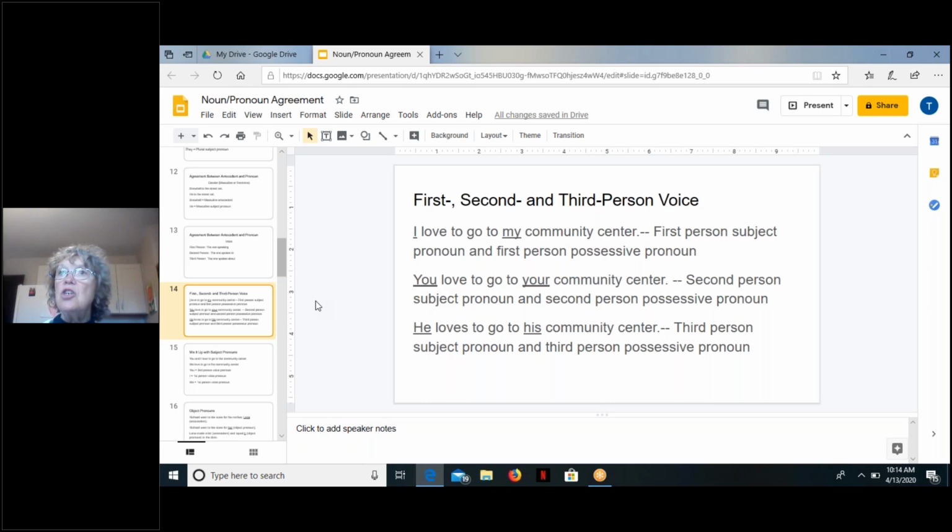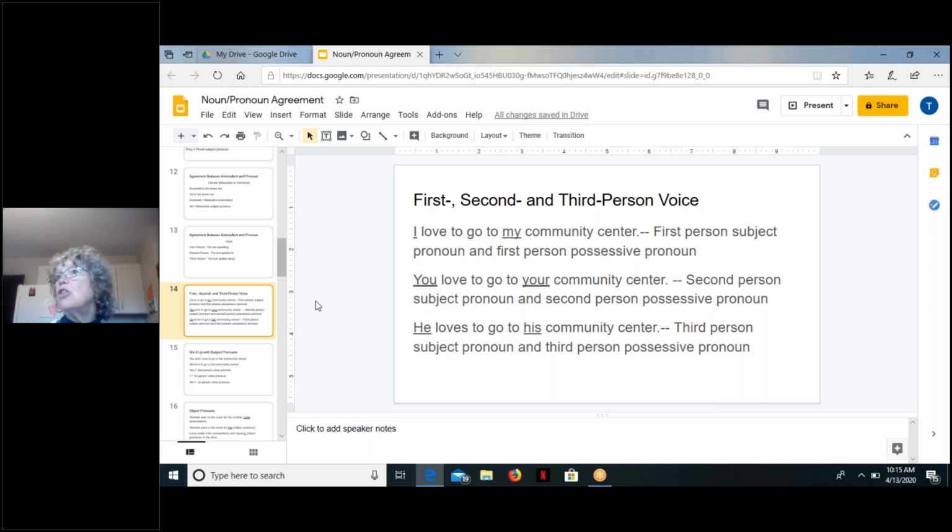Second person is you, the person spoken to. You love to go to your community center. I use the second person you to refer to you, and then I use the second person possessive pronoun your to refer to the community center. You love to go to your community center. There's agreement there. We know who we're talking about and we know whose community center we're talking about.